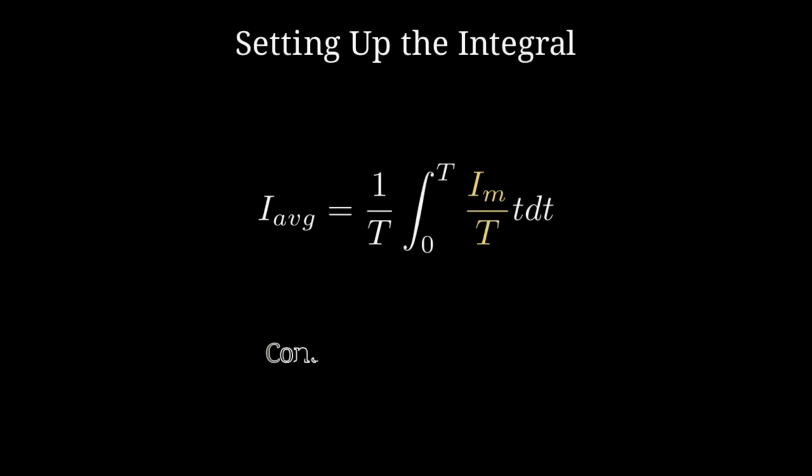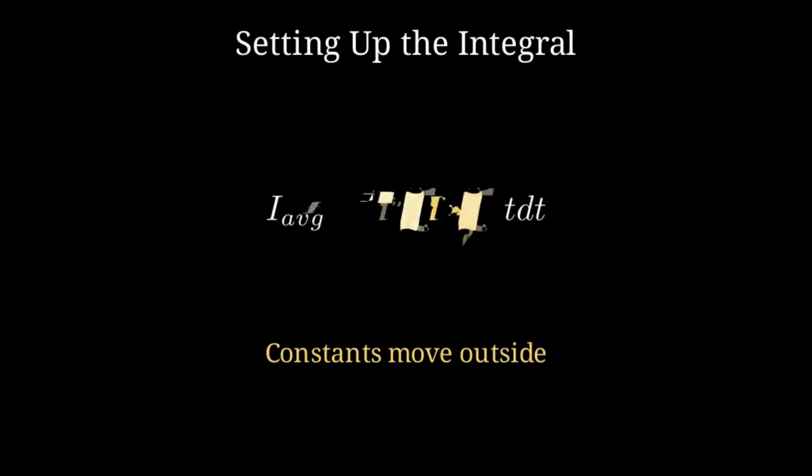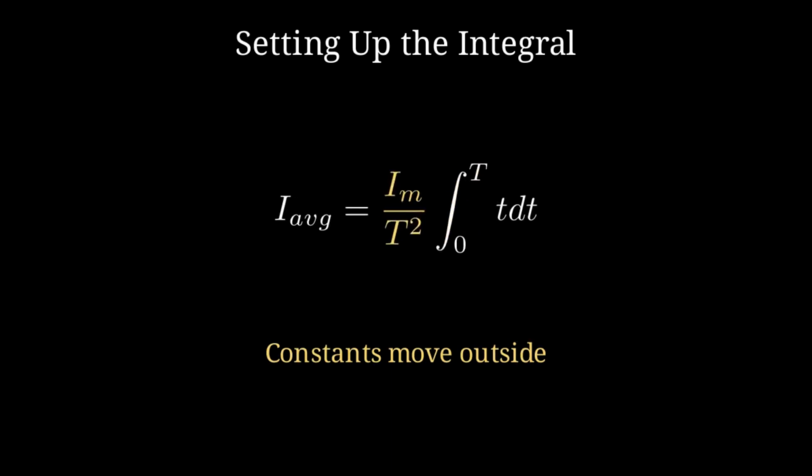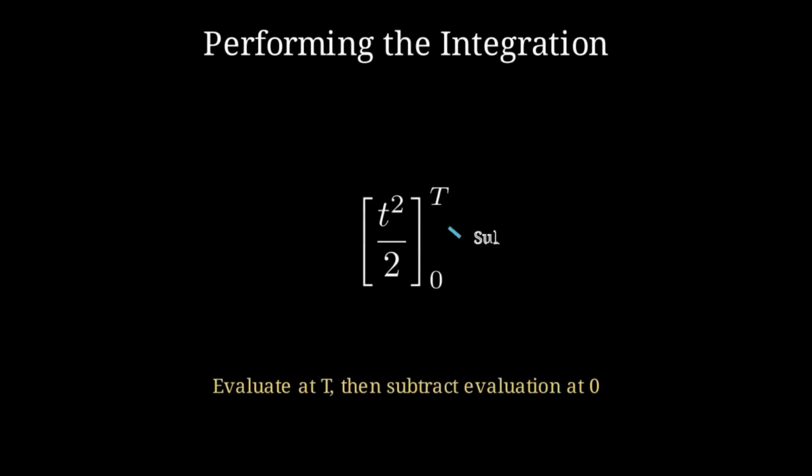Because the peak current and the period are constants for a given wave, we can move them outside the integral sign to simplify our calculation. The integral of t is t squared over 2. We evaluate this at the upper limit t and the lower limit 0. Since evaluating at 0 results in 0, we only focus on the upper limit term.